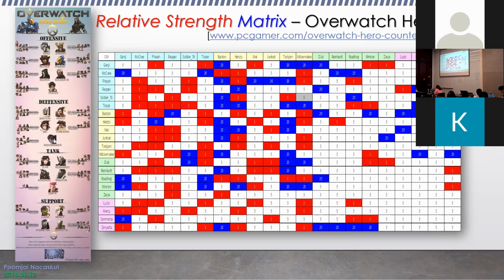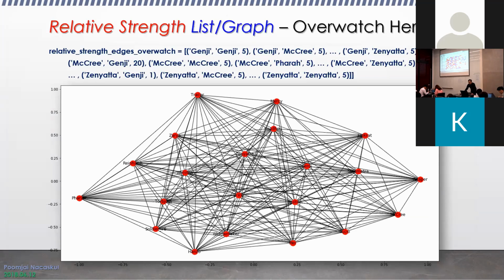Yeah? Some are more offensive, some defensive, so that's characterization. So you go to the PC Gamer Overwatch Hero Counters Guide. Download this data. Yeah? So this becomes a matrix. And the connection is fully connected because most of the time they are connected. So this doesn't tell you who beats you, but it's a written representation.